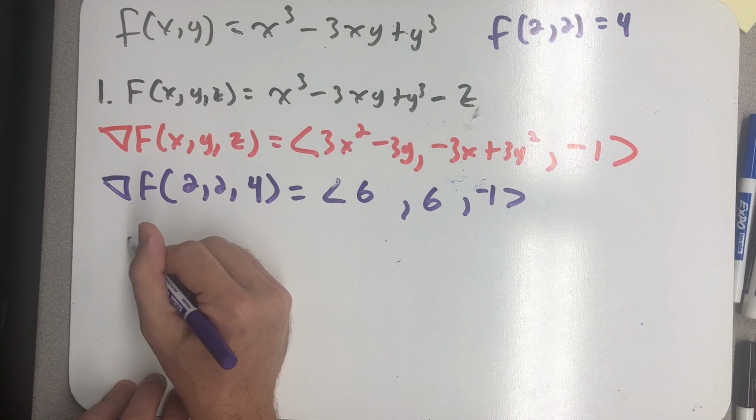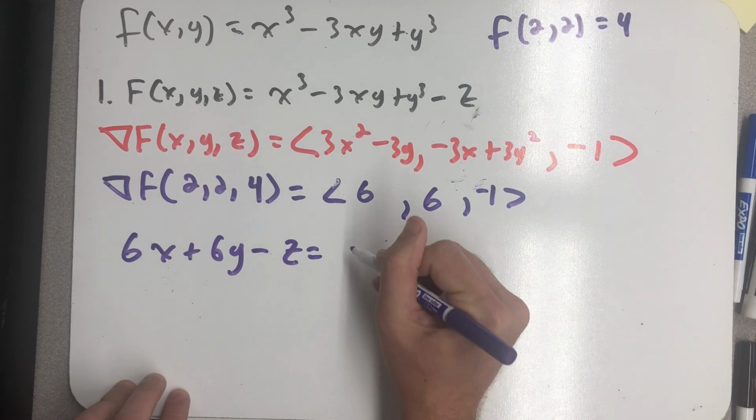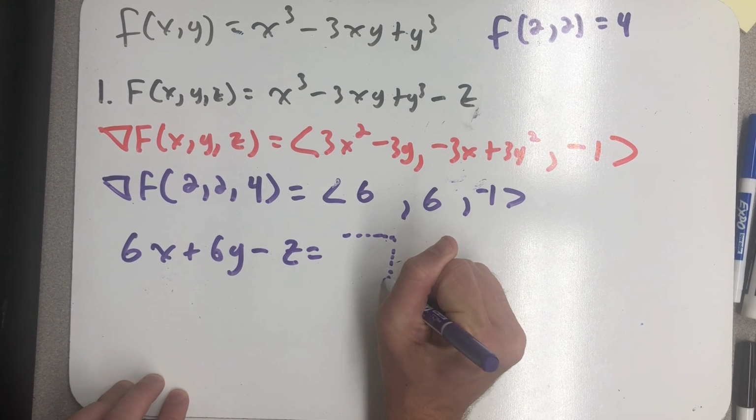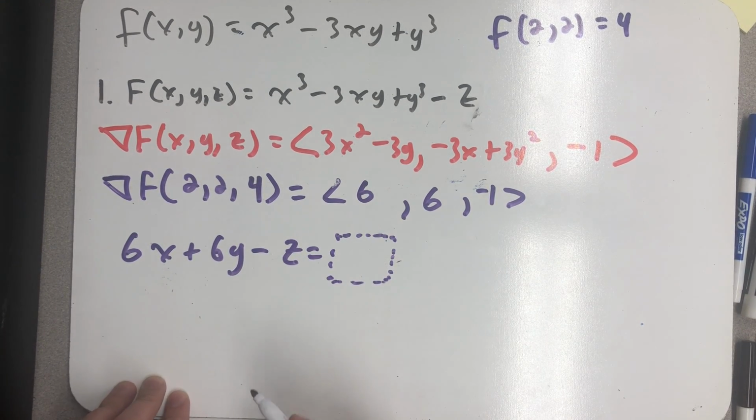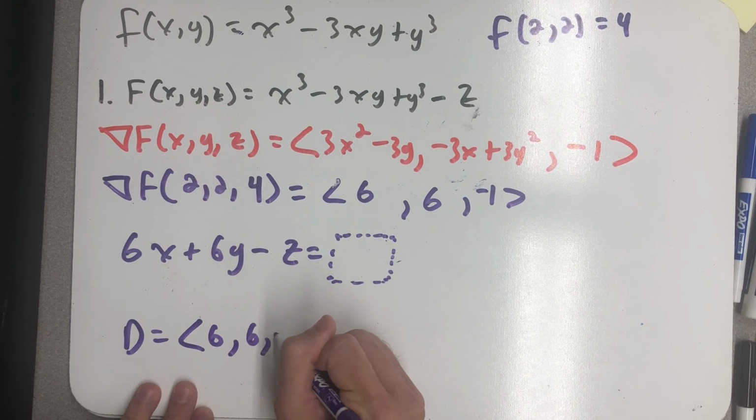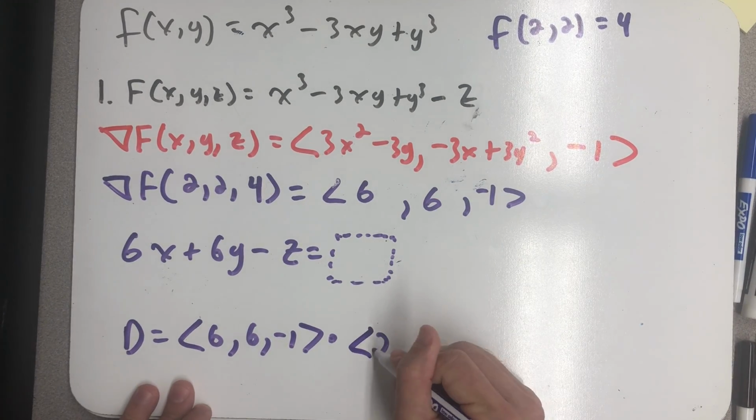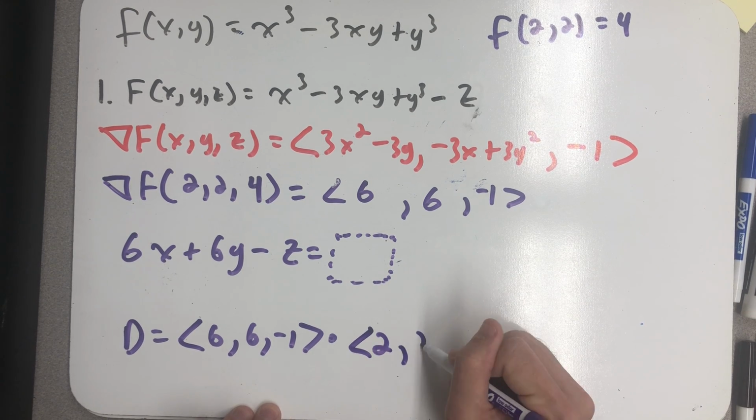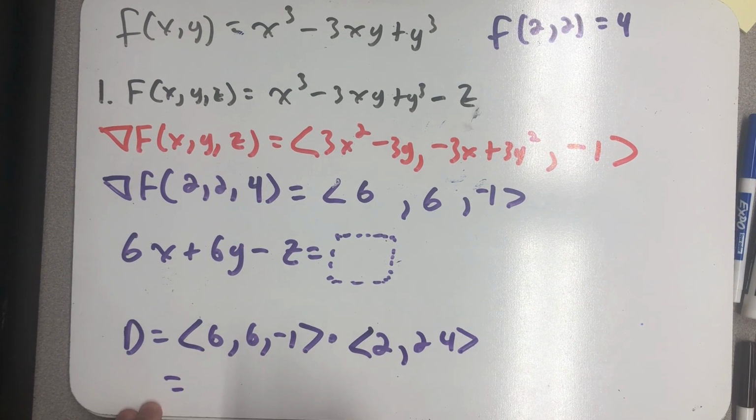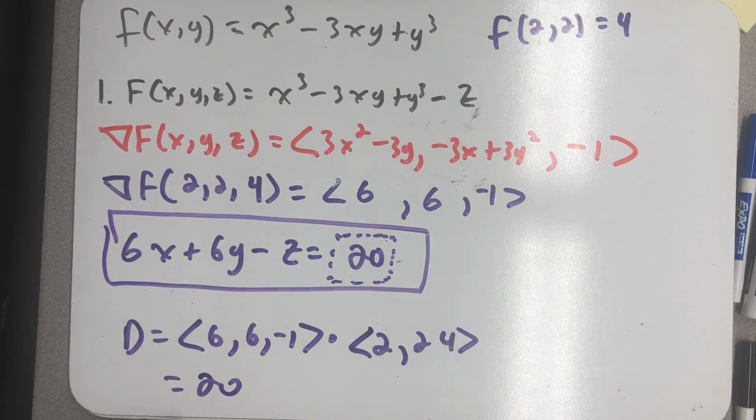So I know my tangent plane will be 6x plus 6y minus z equals some number that I usually call d, where d is the dot product between that normal vector and a vector pointing at the point 2, 2, 4, the point I know is on my tangent plane. Let's see, I do this dot product and I'll get 12 plus 12 is 24, plus a minus 4 is 20. So there is my tangent plane.